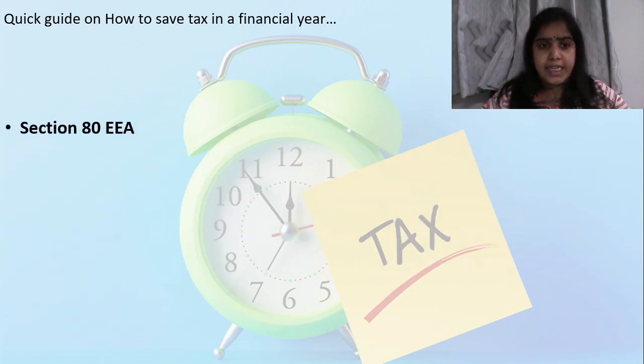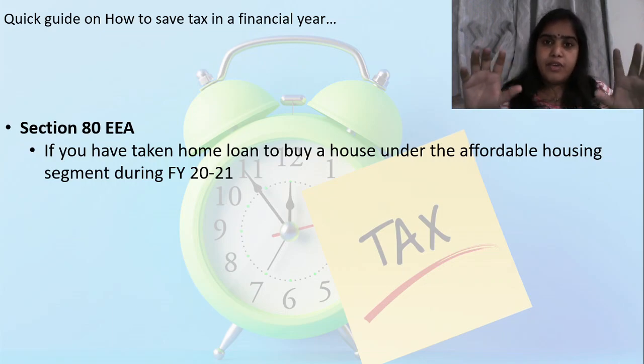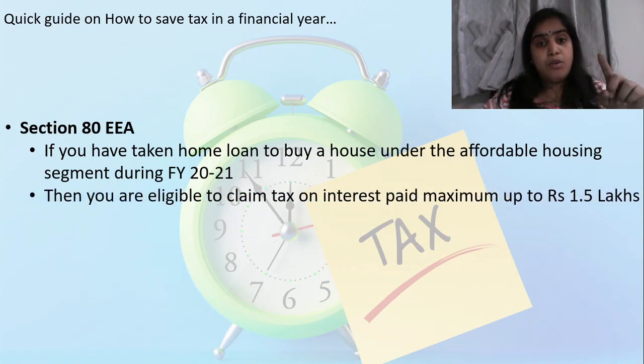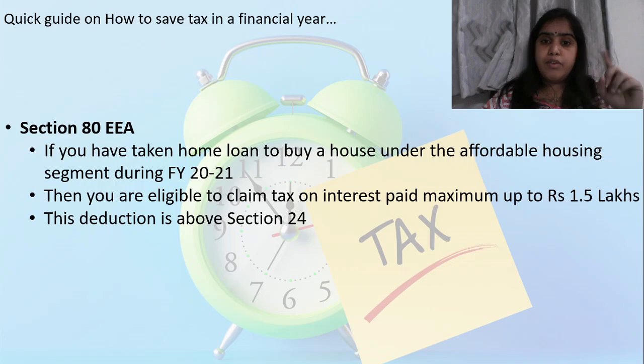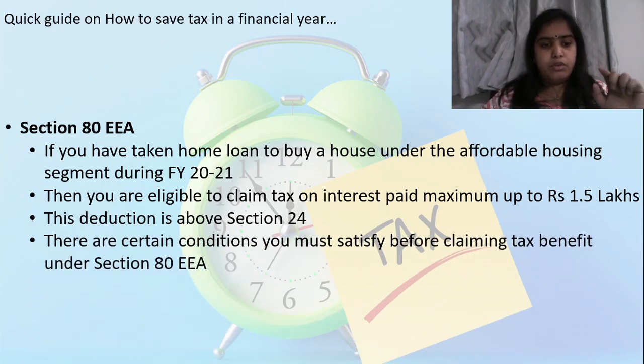Then section 80EEA, what does it say? If you have taken a home loan to buy a house under the affordable housing segment, this is a new segment in FY 2021, called the affordable housing segment, where if you are buying any home in that, then interest up to 1.5 lakh rupees is deductible. It is above section 24. Above section 24, 2 lakh rupees is deducted under section 24, and this 1.5 lakh rupees additional we can get the benefit here. So there are certain conditions you must satisfy before claiming this tax benefit under section 80EEA.